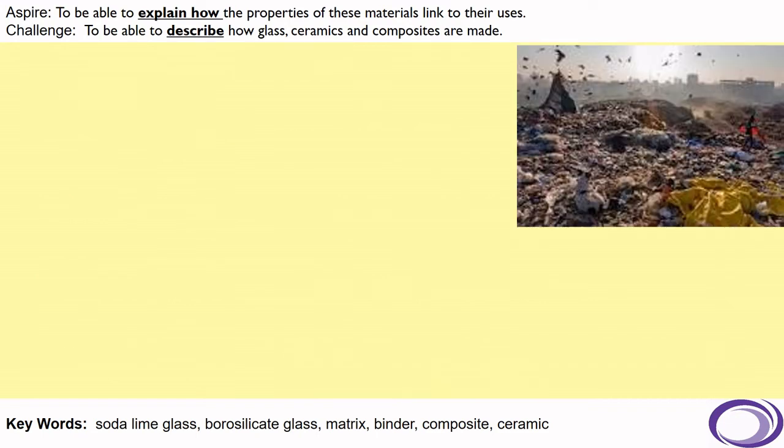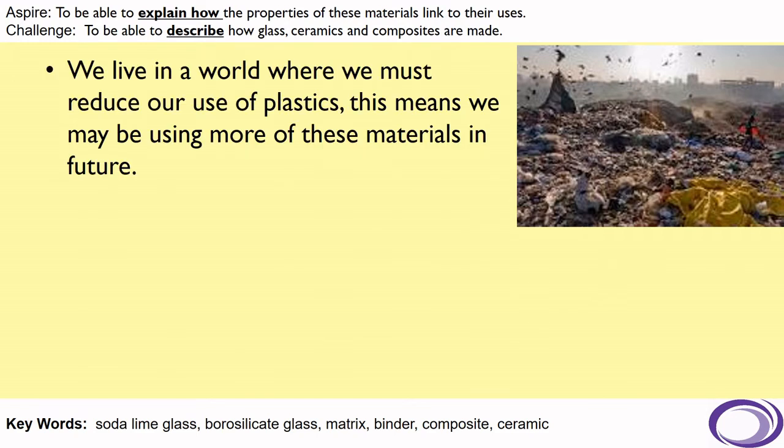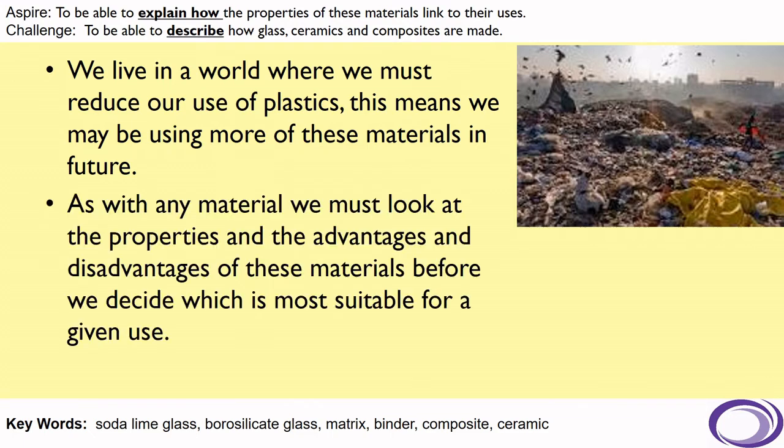Now, why is this important? We currently live in a world where we must reduce our use of plastics. It has become unsustainable for us to continue with our use in the way that we have been doing. This means that we may be using more of these materials in future, so we may have to use more glass where we would usually have used plastic or ceramics, etc. As with any material, we must look at the properties and the advantages and disadvantages before we decide which is the most suitable for a given use.